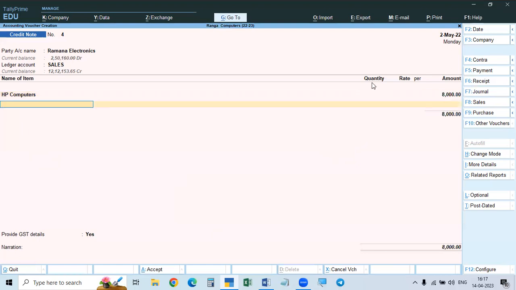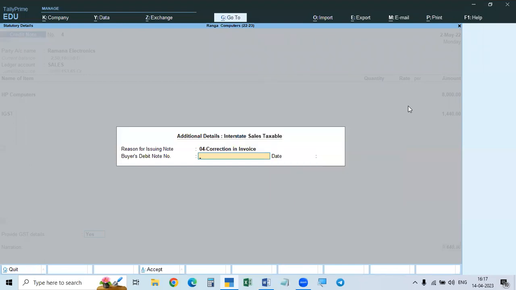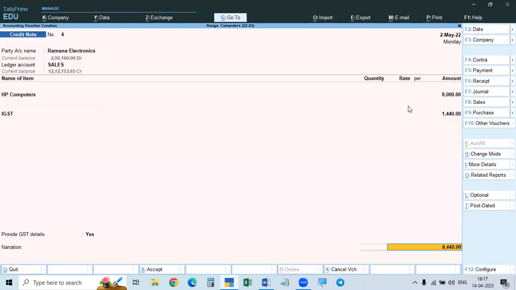So here there is no difference in the quantity. Only the rate is different. The rate is 1,000 rupees in excess, so that 1,000 rupees is reduced. For 8 articles, you have to reduce 8,000 rupees. Then come to the same thing, IGST. What is the reason? Here also, correction in invoice. If they already sent a debit note and we received it, for example 52, the same thing, second May.